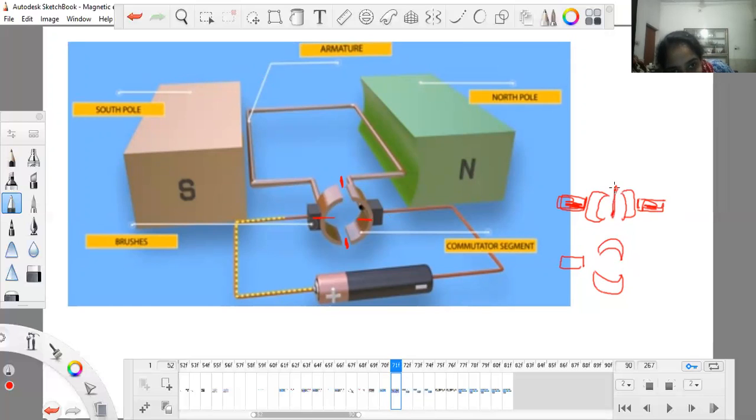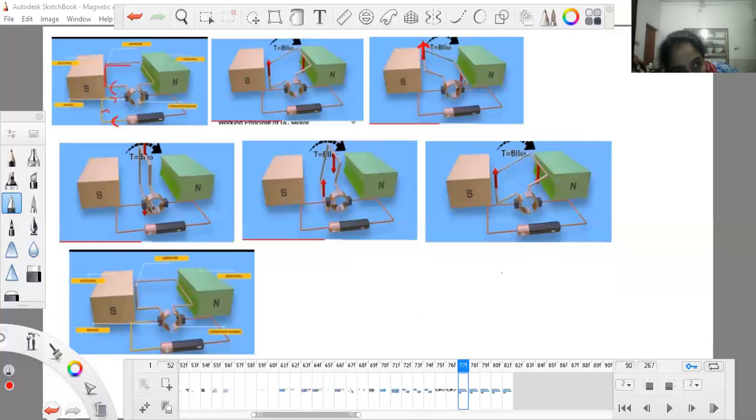Now this gap was in vertical condition when the armature was in horizontal condition. And when the armature comes into horizontal condition, the gap comes into these horizontal conditions. So this is the gap, and these are the two carbon brushes. So you can see that as they move, the gap will come to this side. Okay, so I am going to show you the gap.